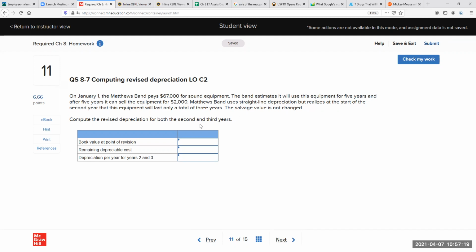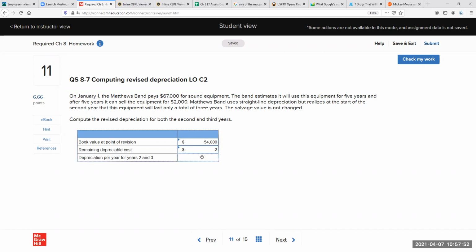It's not going to last 5 years. So the book value at the end of 1 year: 67 minus 2 is 65, divided by 5 is 13 per year. And at the end of 1 year, you've used 13. So 67 minus the 13, the book value is 54. And how many years are left? They're only going to last a total of 3 years. Well, we used 1, so that means there's only 2 left.